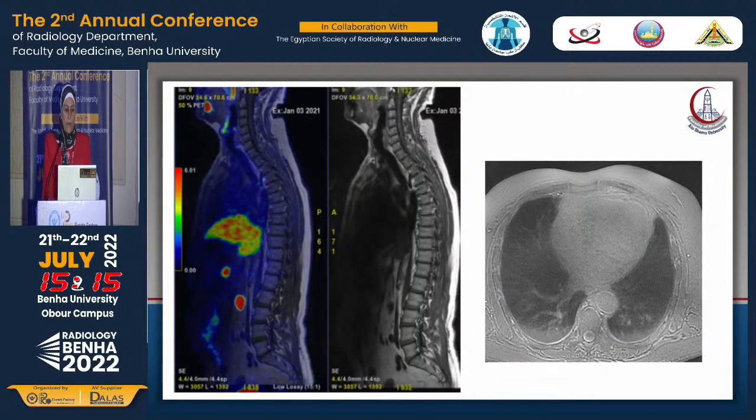This is an example of one of our patients. This is the fused PET MRI for the spine, and this is the T1 MRI sagittal images for the spine. And this is the lung evaluation.